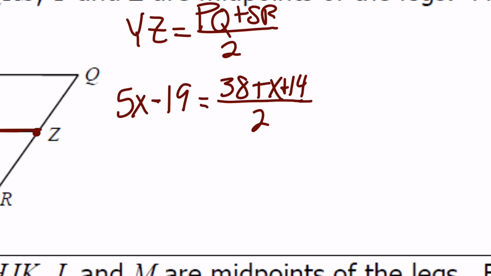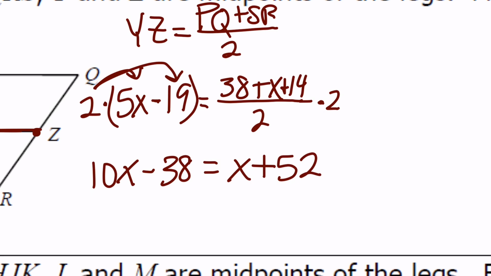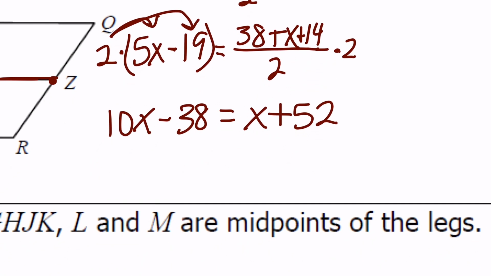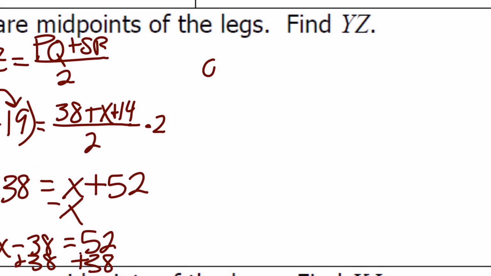All I do is start simplifying. So if I multiply both sides by 2, remember I have to multiply this whole thing by 2, so use your distributive property. 10x minus 38 equals, I'm going to go ahead and combine 38 and 14 here, x plus 52. Then I keep solving for x. So minus x, 9x minus 38 equals 52. Add 38 to both sides. 9x equals 90. So x equals 10.